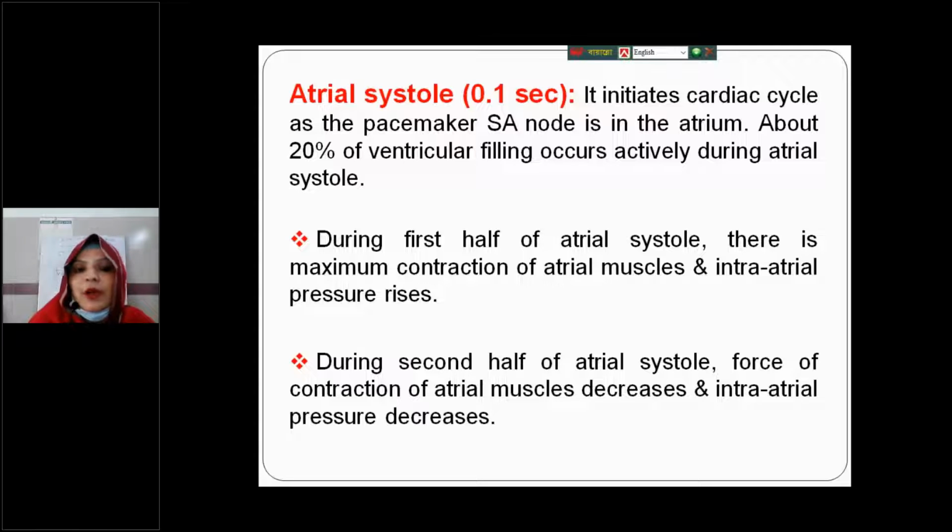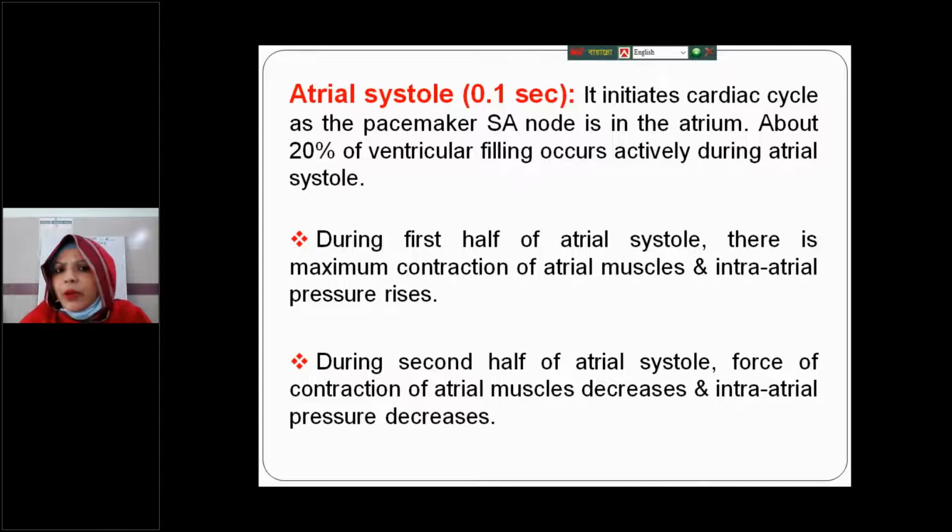About 20% of ventricular filling occurs actively during atrial systole. This is a very, very important MCQ question. How much ventricular filling occurs during atrial systole? 20% ventricular filling occurs actively during atrial systole, that is by contraction of atrial muscle. Atrial muscle can push the blood towards the ventricle, only 20% of the blood, from the right atrium towards the right ventricle.